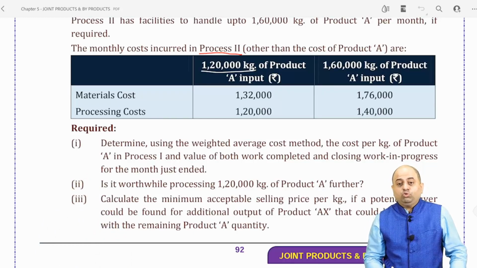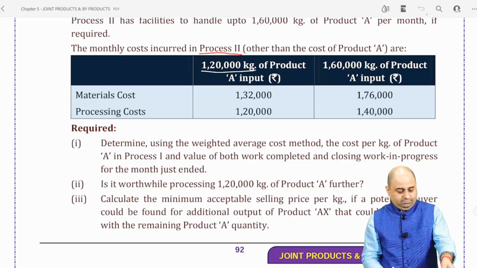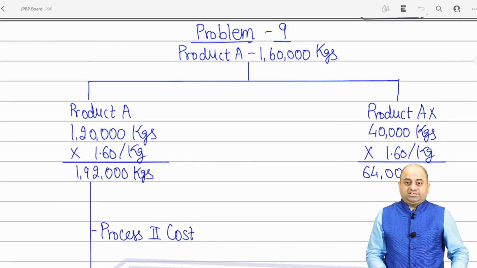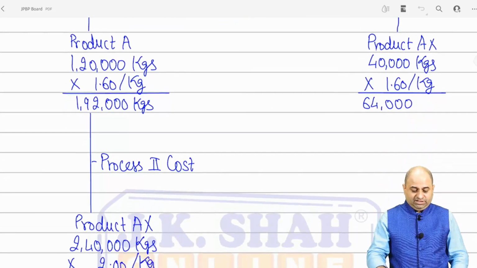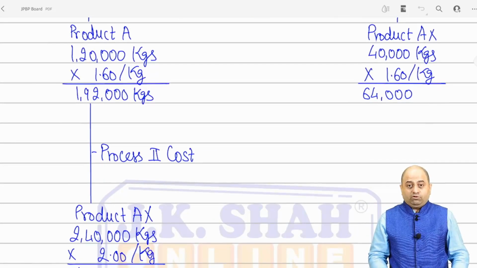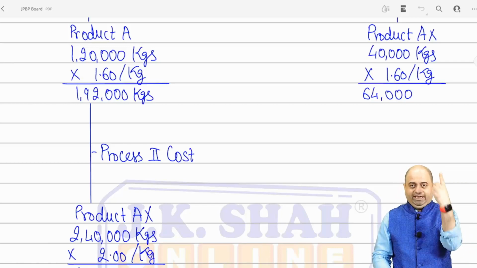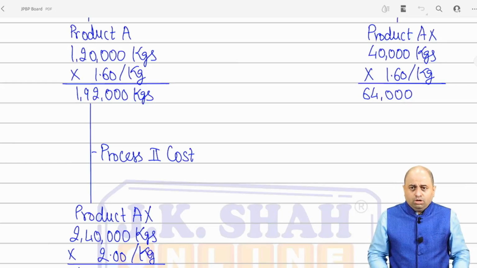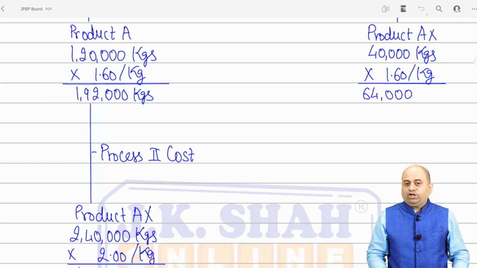As far as the other two parts go, I have kept the chart ready. Just a second. Total output of product A was 1,60,000. They are asking you whether you should process it further, 1,20,000, or not. Look at the left hand side of the chart. It will tell you everything. Do not forget two points here: 1 of A will give you 2 of AX, and second, A is processed further in process 2 to make it AX. So process 2 cost will be post separation cost for AX.